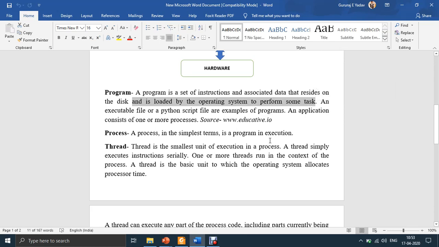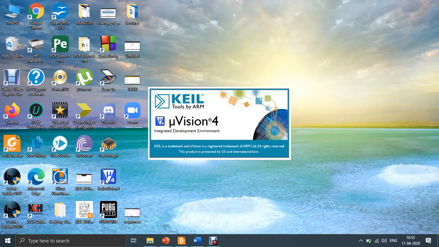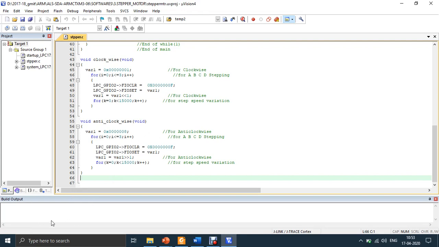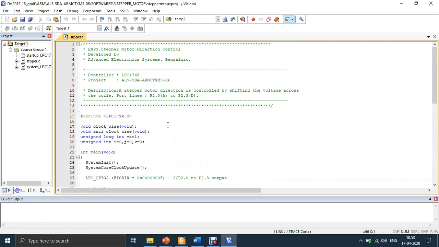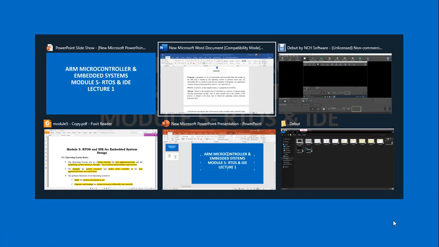Example: let's say I double click on Keil MicroVision 4. The program for this is present in the hard disk. As soon as I double click, it will load that program onto the primary memory, which is the RAM. So now whatever application you see here is now in the RAM. Not all of the application will be in the RAM, only the required part of what is in the hard disk, which is necessary to run this application, will be moved to the primary memory, the RAM. So this is what a program is and how it operates.